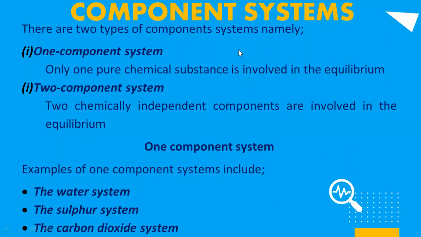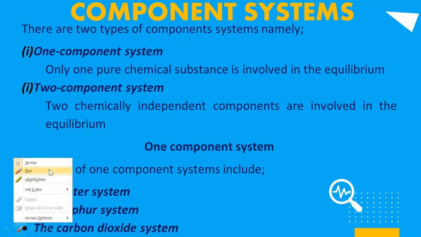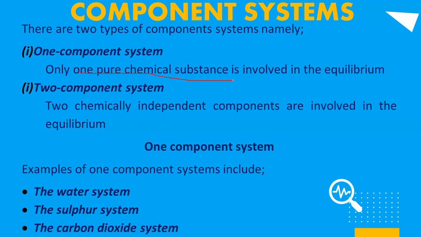There are two types of component systems, namely: Roman one, component system, only one pure chemical substance is involved in the equilibrium. Roman two, two component system, two chemically independent components are involved in the equilibrium. Very good. So if we talk about component systems, there are basically two that we look at here. It is what we call a one component system. We define a system as part of the universe under study. So in a one component system, there is only one pure chemical substance involved in the equilibrium.